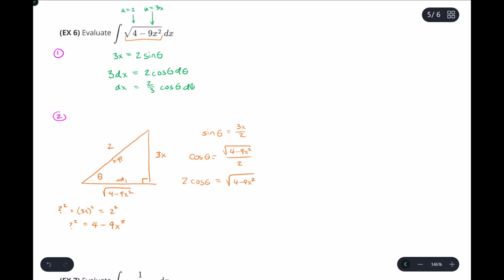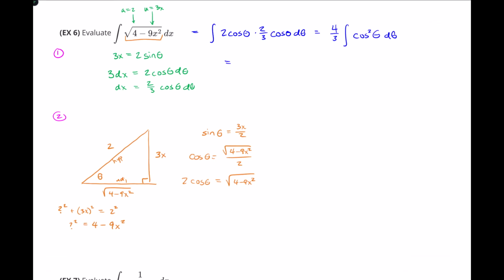Okay, now I can actually implement these changes and affect what this problem looks like. So the radical is getting exchanged with 2 cosine theta, and then dx is getting changed with 2/3 cosine theta d theta. So that this would end up being 4/3 times cosine squared theta d theta.